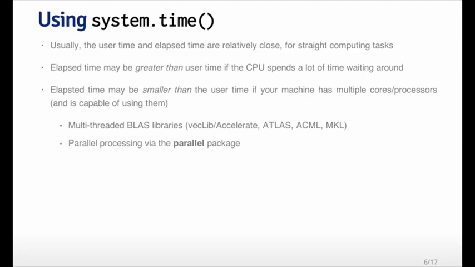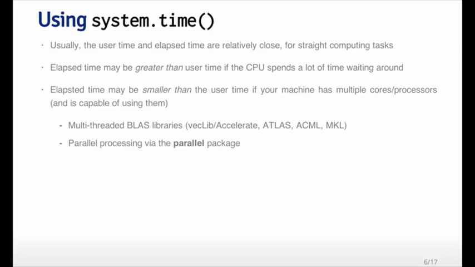If the elapsed time is smaller than the user time, this most commonly occurs if your machine has multiple cores or processors and is capable of exploiting them. Most computers these days have at least 2 or 4 cores, so this is a very common situation. However, it's not always the case that the program you're running will be able to exploit multiple cores. In particular, the basic R program does not use multiple cores as of yet.